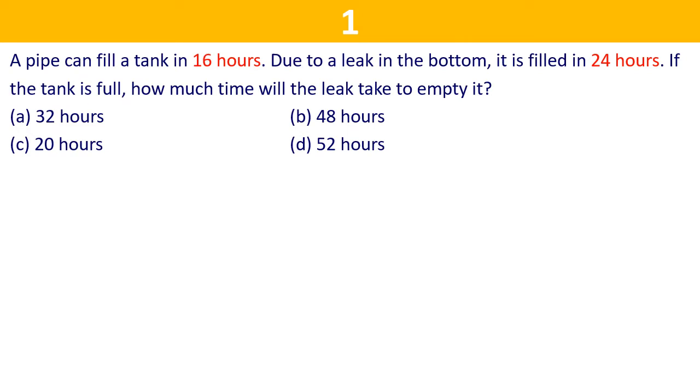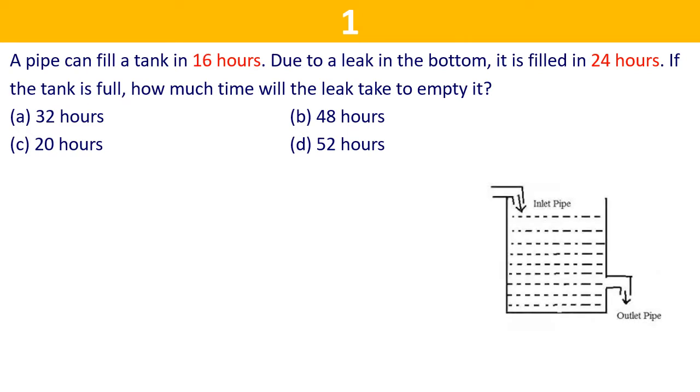Now in this particular question, there is an inlet pipe or so-called filling pipe and outlet pipe so-called leak. So there is a pipe, there is a leak, and if both work simultaneously, I will write as pipe minus leak. Why I am writing here minus? Because the leak is doing negative work. It is removing water from the tank.